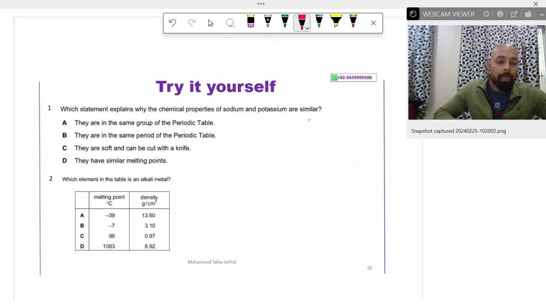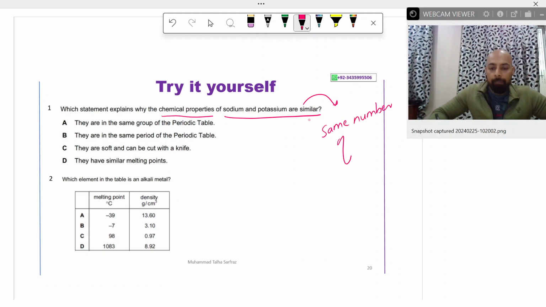Okay, question number 1 says: which statement explains why the chemical properties of sodium and potassium are similar? ठीक है. So similar chemical properties होने का क्या मतलब है? That they have the same number of valence electrons, ठीक है. ये एक तो ये बात होती है, और दूसरी बात कौन सी होती है? What is the second thing? That their group number should be the same. They have the same valence electrons only if they belong to the same group, ठीक है.